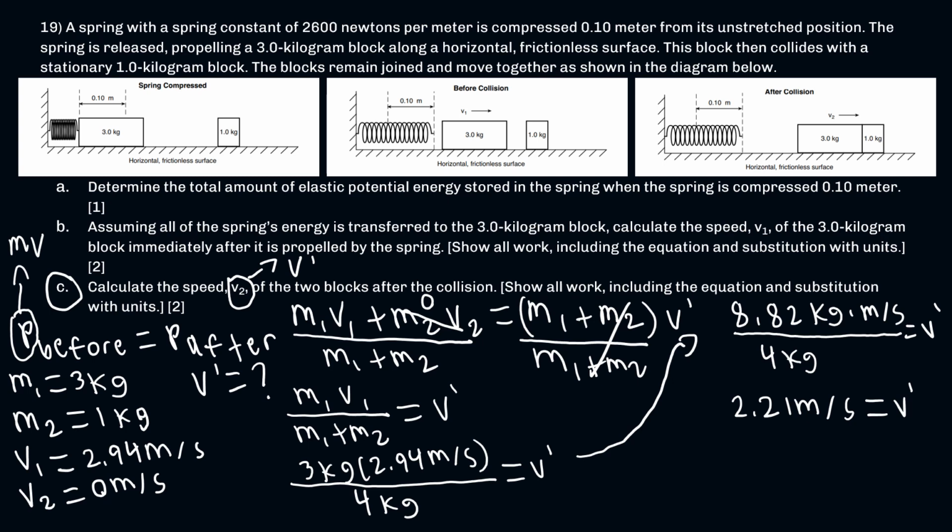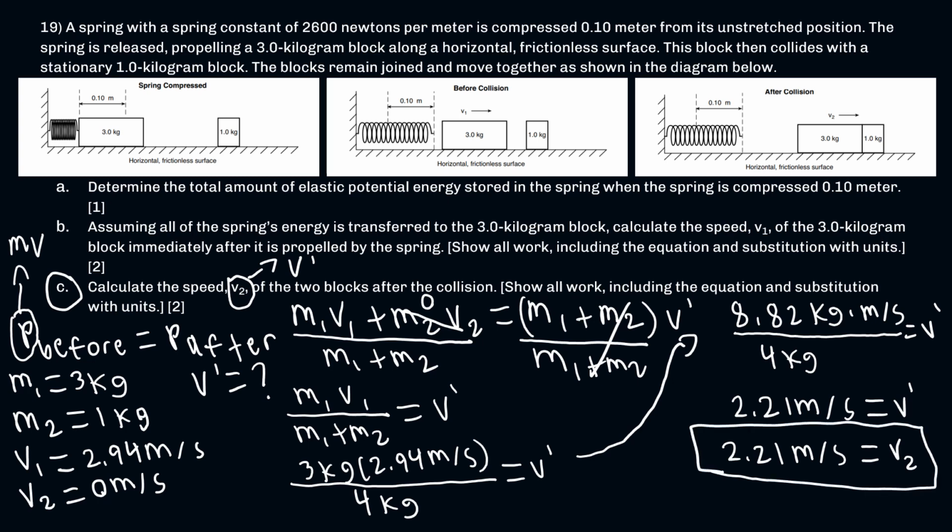Or really, for this situation, since they're asking for V2, I'll just put it as 2.21 meters per second equals V2, just because that's what they're asking for in the prompt. So 2.21 meters per second is going to be my answer there. That is the velocity for the blocks after the collision. So again, the 1 point there is showing the equation substituting in, and the other point is having the 2.21 meters per second equals V prime, or V2, because that's what they asked for. That's the subscript that they decided to use for my velocity. So that is my answer.